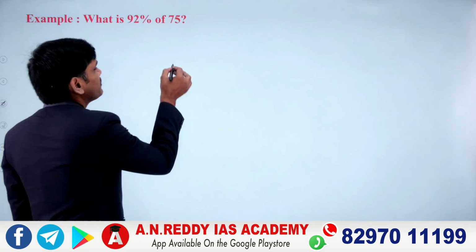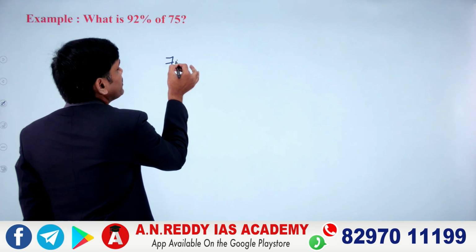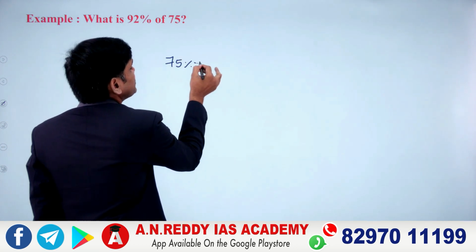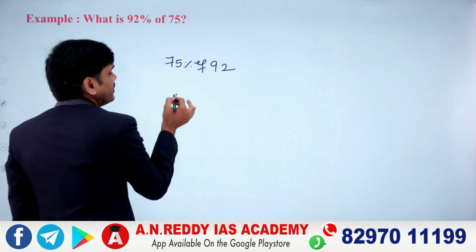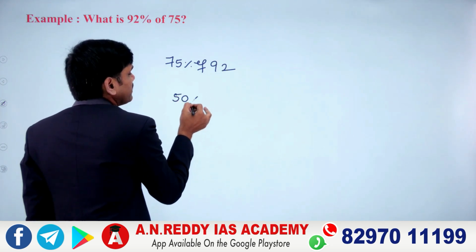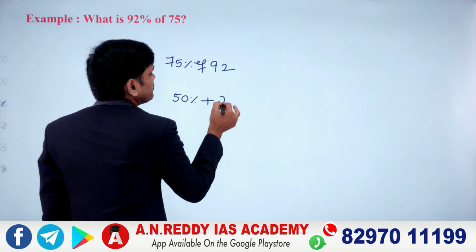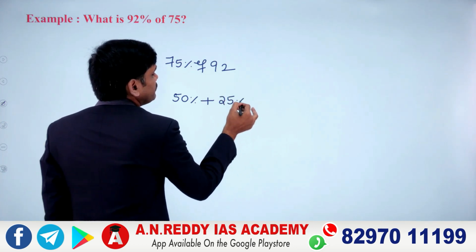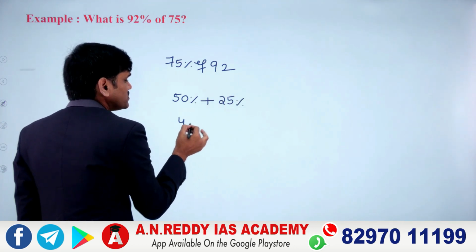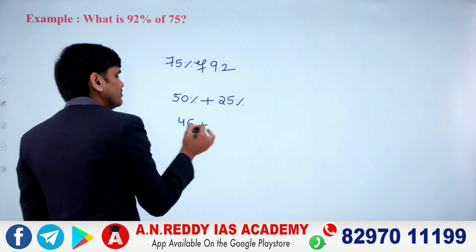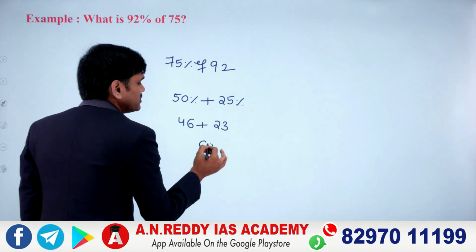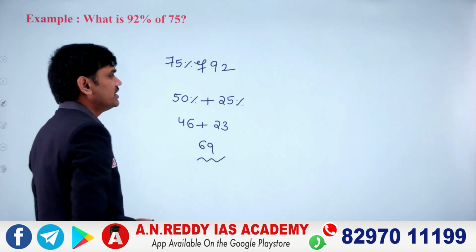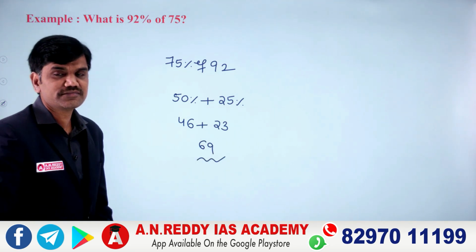92% of 75. 92% of 75, we can think of it as 75% of 92. What is 75% of 92? 50% plus 25%. 50% of the number is nothing but 46. 25% will be half of this, hence it will be 23. Together it is how much, dear? 69. Is that clear?